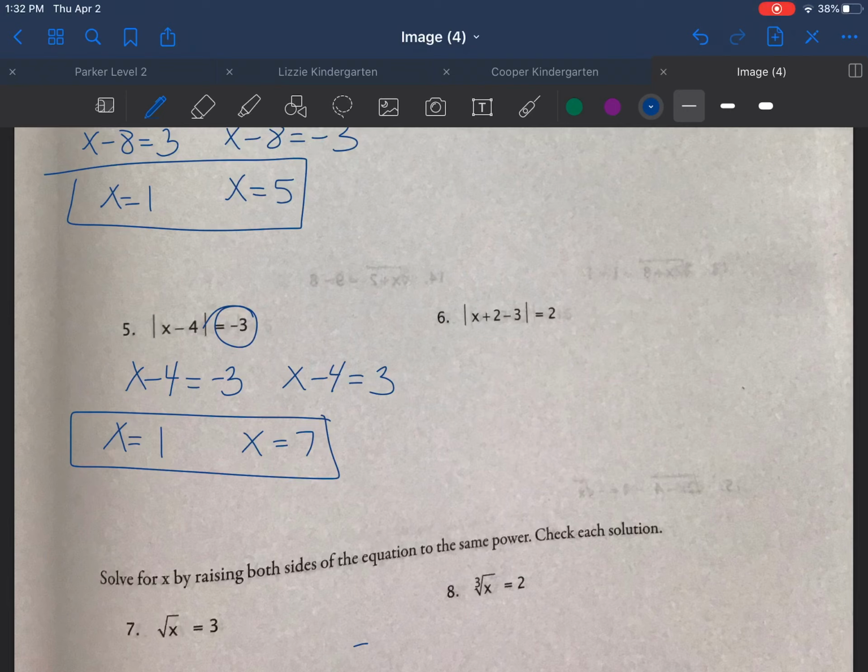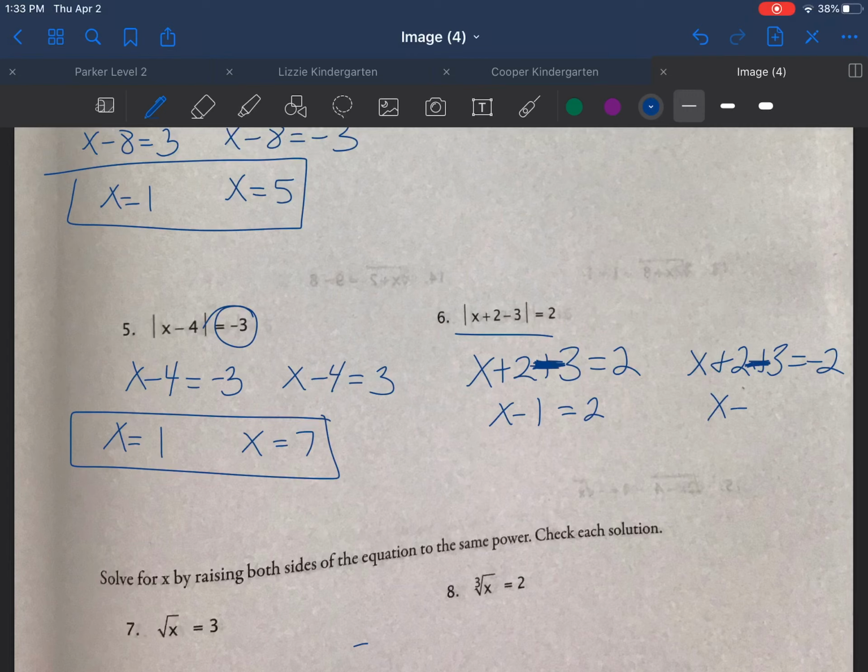Same idea on number 6 over here. You're still going to say x plus 2 minus 3 equals 2, and x plus 2 minus 3 equals negative 2, and solve from there. Those are minuses. You solve through. Both times you get x minus 1, equal to positive 2 and negative 2. So x is equal to 3 or negative 1.